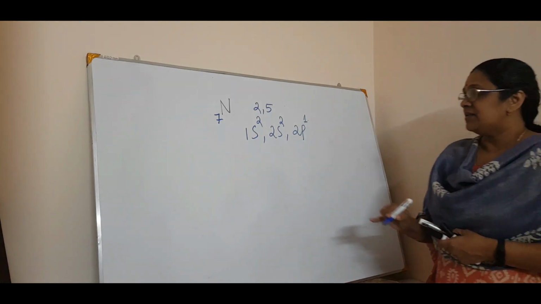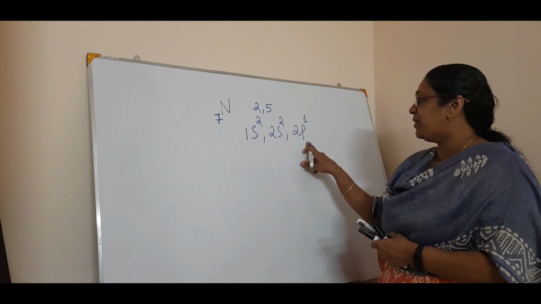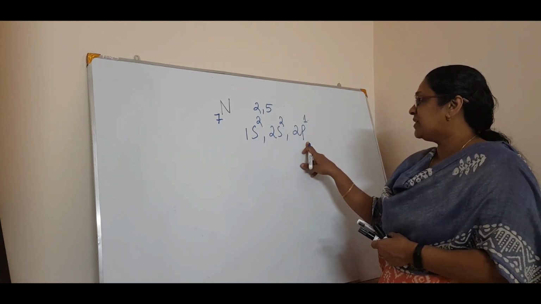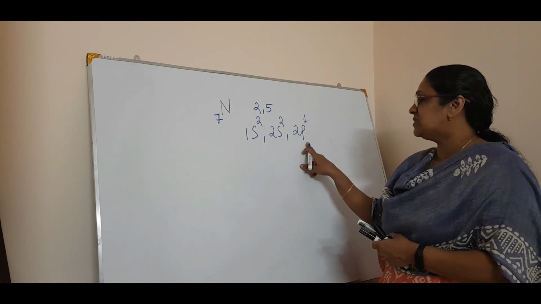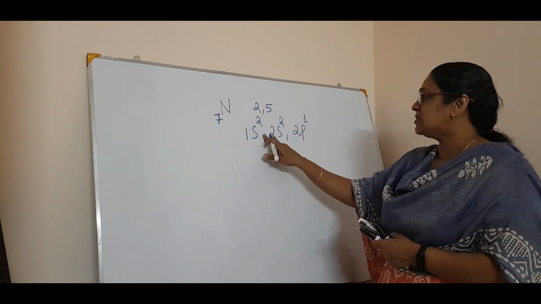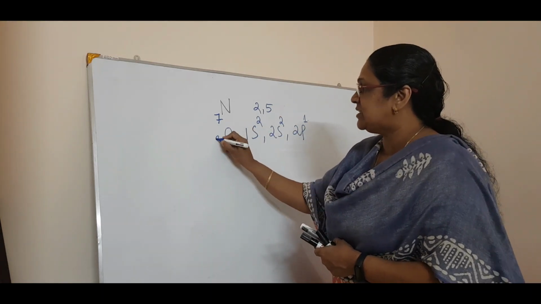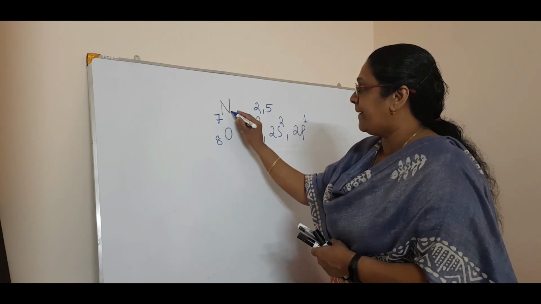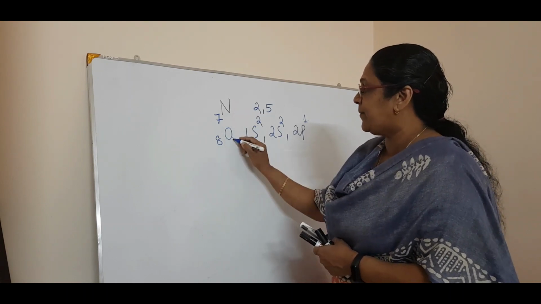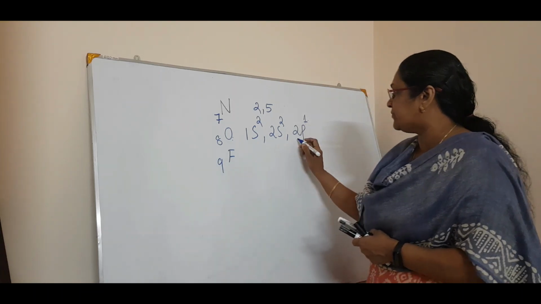Okay, then 2, 4 and 5. That is 2p1. So carbon is 6, nitrogen is 7, and the configuration is 1s2, 2s2, 2p3. Then after nitrogen comes oxygen. Oxygen is 8. Then 9 is fluorine.